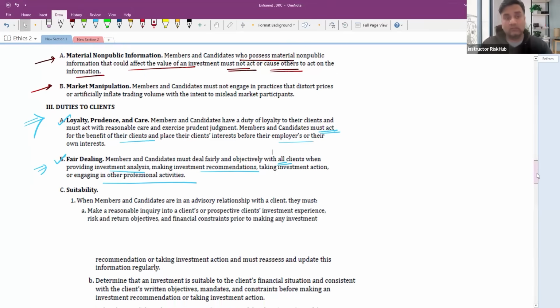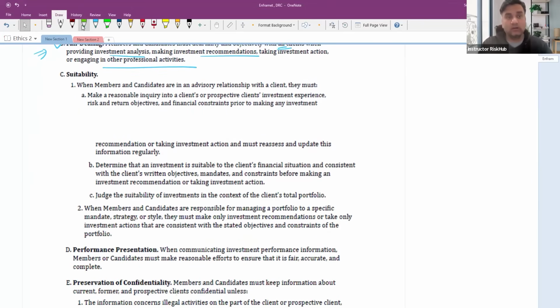Then you have suitability. Suitability is again very important in duties to clients. When we talk about suitability here, we are talking about advisory clients. You must know the client. You must ensure suitability. You must ensure consideration of the total portfolio. You make a reasonable inquiry into the client's or prospective client's investment experience, risk and return objectives, and financial constraints before you make any investment recommendation, and determine whether an investment is suitable to the client's financial situation. Judge the suitability of the investment in the context of the client's total portfolio, right? That is very, very important.